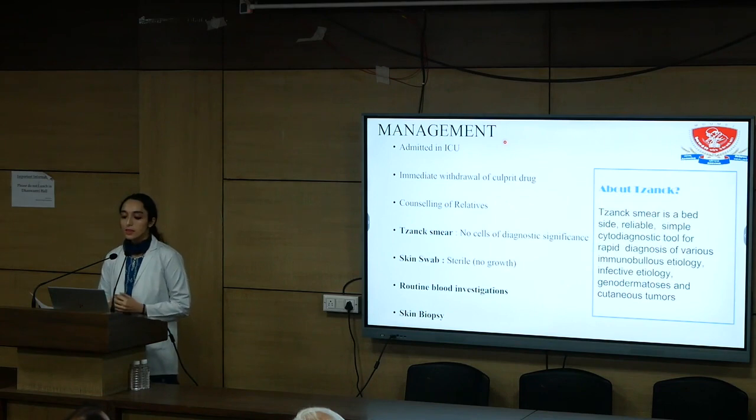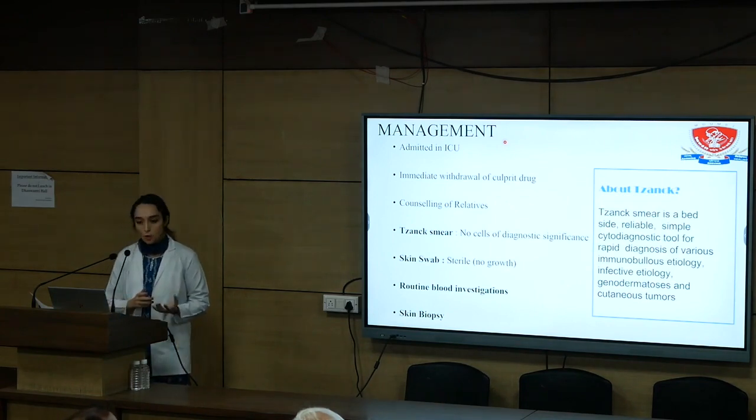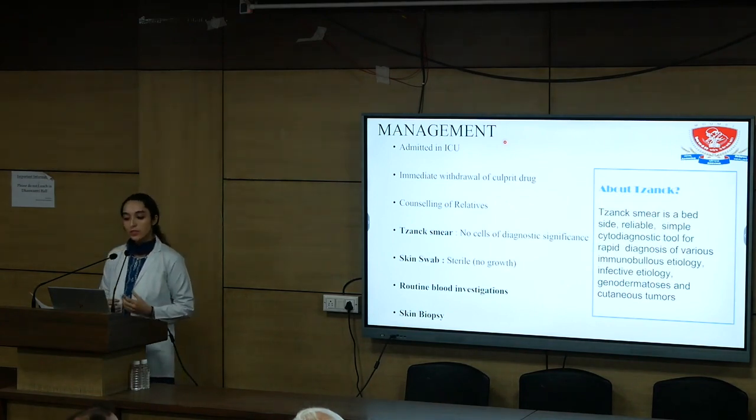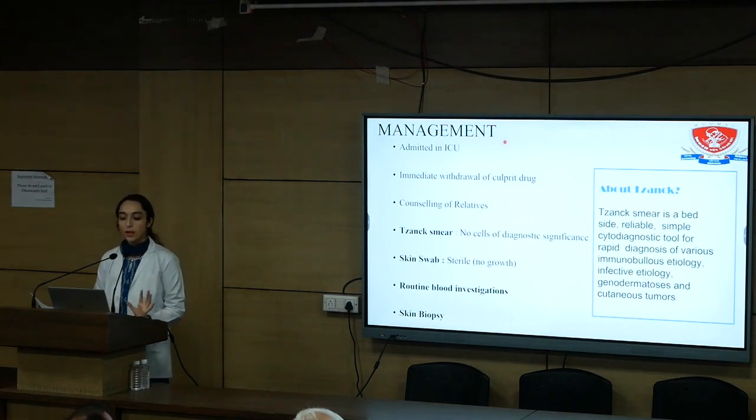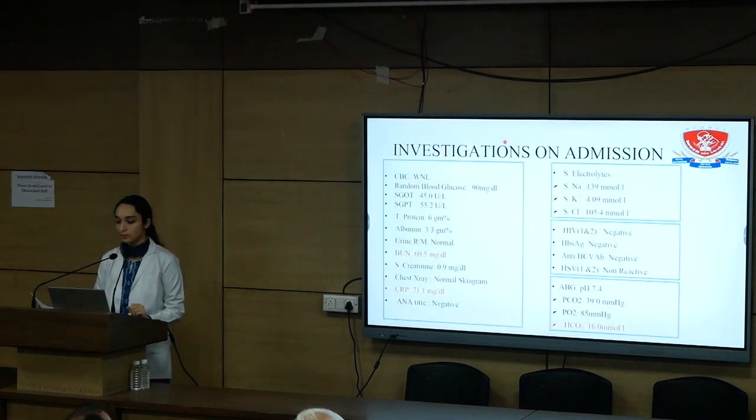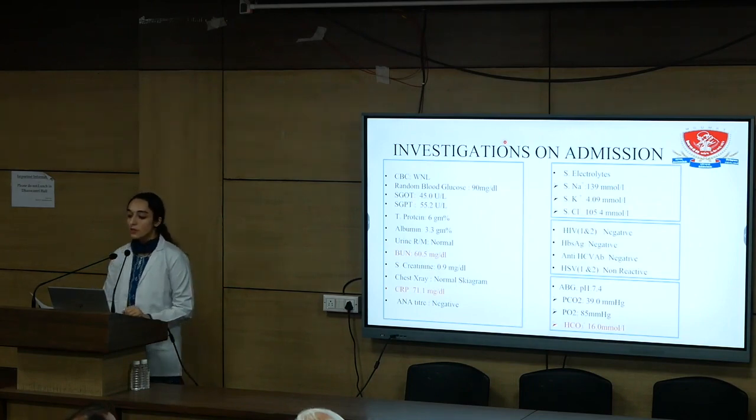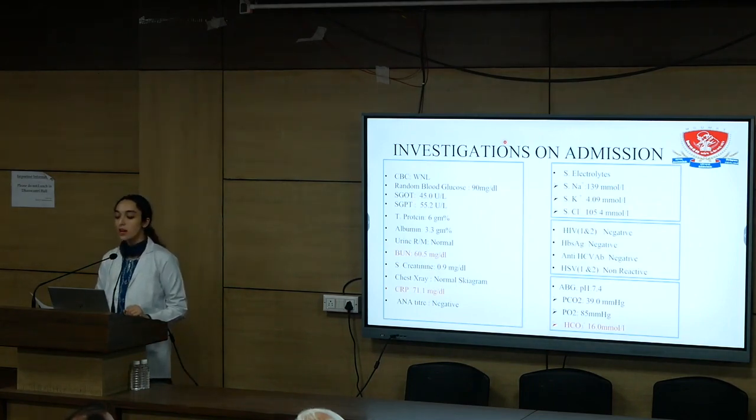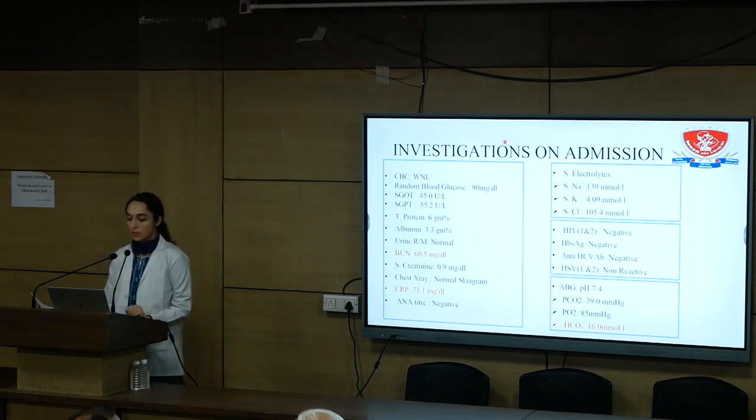Now, this is a rapid diagnostic tool for various immunobullous disorders, infective etiologies, xenodermatosis, and cutaneous tumors. So here, there were no cells of diagnostic significance that were seen. Upon admission of the patient, the routine investigations along with the ABG was done, in which the blood urea nitrogen and the C-reactive protein values were high, and the bicarbonate level was on the lower side on ABG.